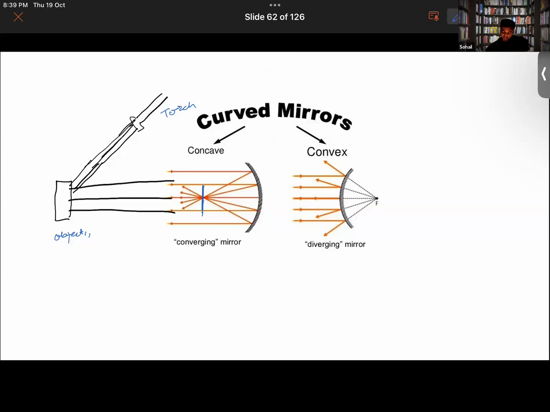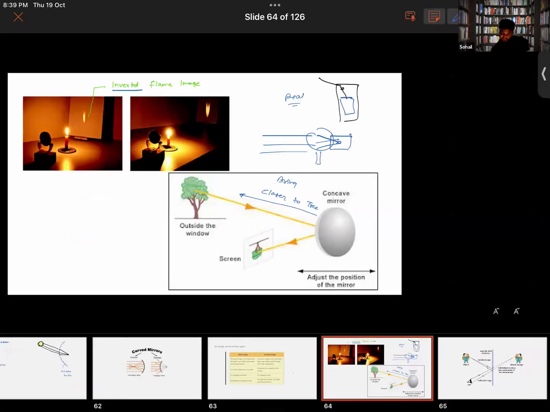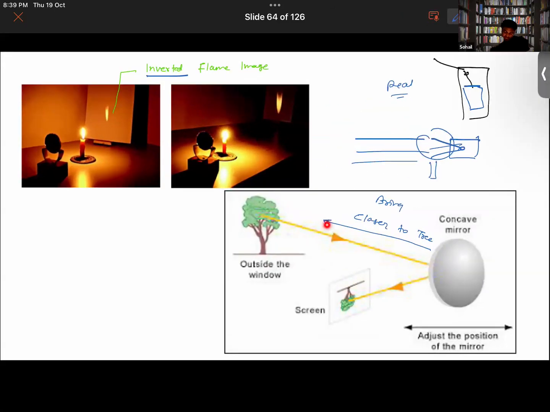Again, have a look at this diagram. It will be more clear then. You can see here, when the light rays got reflected from this concave mirror, its image was formed on this screen. Here, the formation of the image has been shown using just one line. So don't get confused with that. It's just a pictorial representation, not actual.